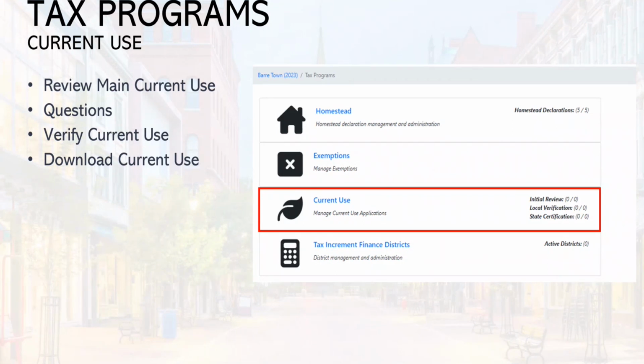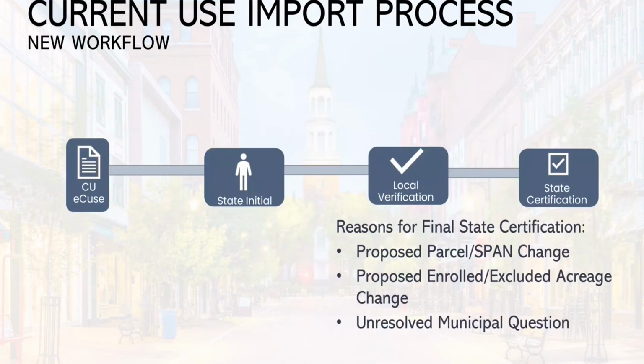Again, looking at current use, we have the 3 steps: the initial review, the local verification, and state certification. We're going to talk about how that process works. The records start in EQs. We take them in, and it goes to the state initial review. That's where the PBR current use staff goes in and does their account maintenance and does the final review. As soon as they complete that process, it becomes available for local verification. And we're looking for exactly the same information we always were. The data has not changed.